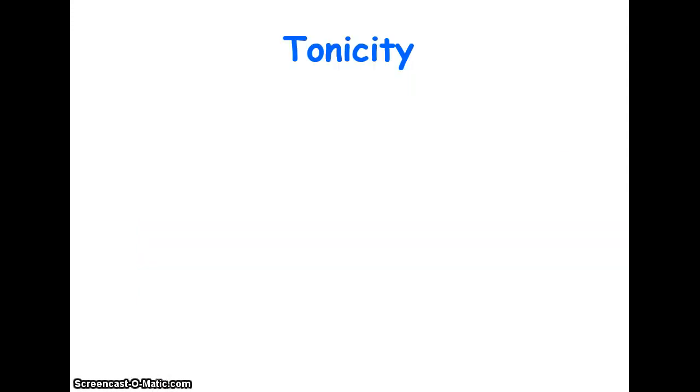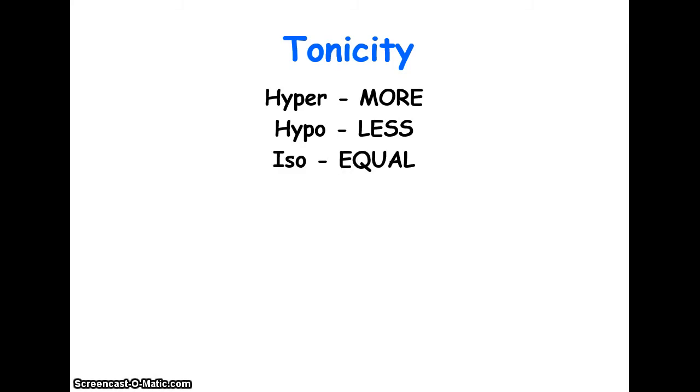So that's diffusion. Now, tonicity is a really important concept that we're going to talk about, and I mentioned this a moment ago, the fact that a lot of times the solute molecules cannot pass through the membrane. It's the water that can pass. And so this plays a huge role in equilibrium in a cell. So here's sort of your keywords. Hyper means more, hypo means less, iso means equal, and tonic is going to refer to the concentration of solutes.